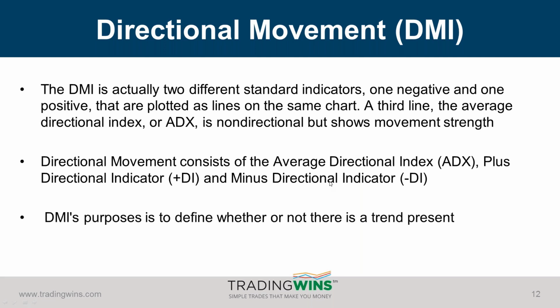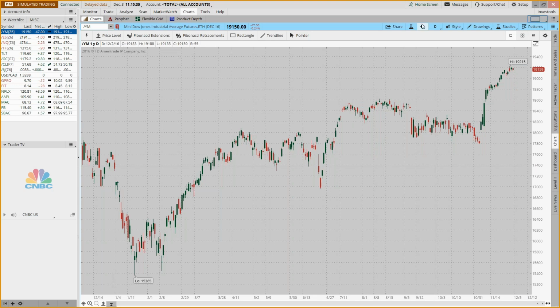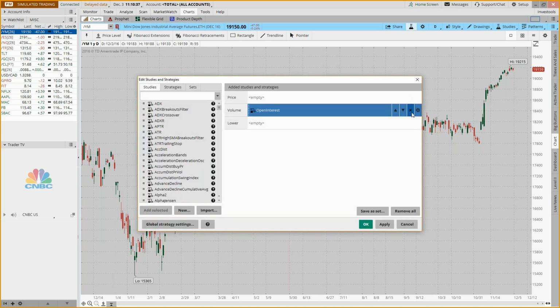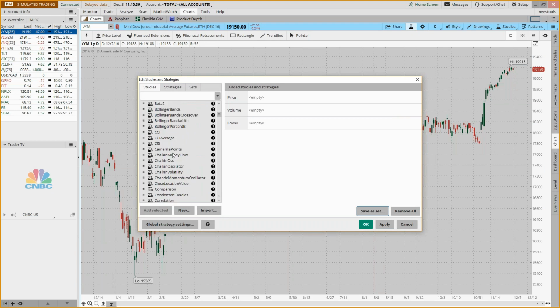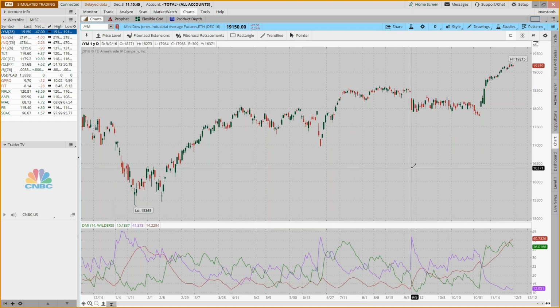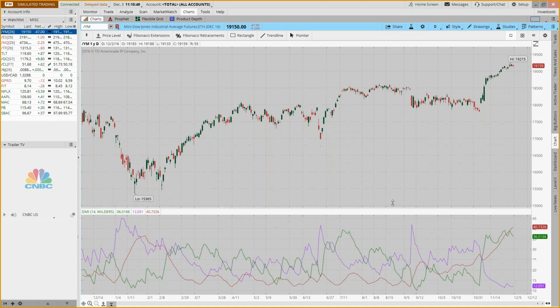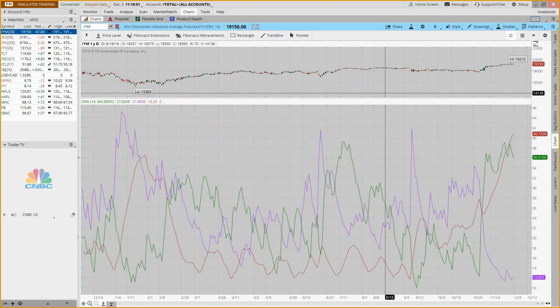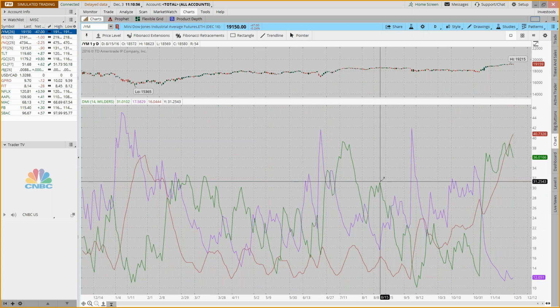But the whole purpose of this indicator is to define whether or not there is a trend in place. So let me show you here. Let's go back and clean this up and put on the DMI. Okay. Now, let me widen this out just to explain this to you, because it looks like a mess, and I'm going to show you how I clean it up a little. But it looks like a mess.